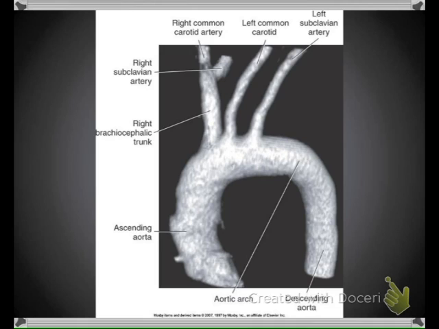So here we have an image that clearly defines the branches of the aorta as they're coming off of the aortic arch. We can label this as 1, 2, and then 3. And so if we go one by one, we see that we have the ascending aorta coming up here and reaching the aortic arch. And so our first branch that comes off is the brachiocephalic or innominate trunk.